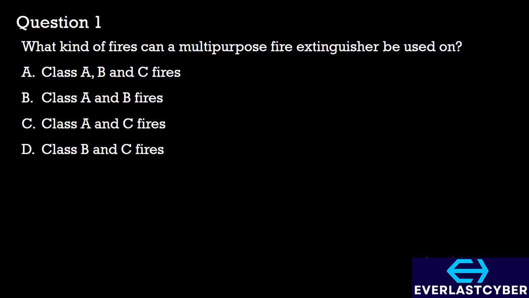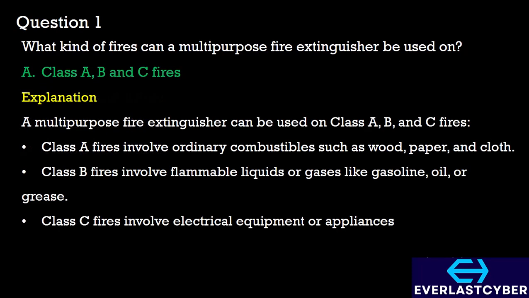Class A fires involve ordinary combustibles like paper, cloth, and wood. Class B fires involve flammable liquids or gases like oil, grease, and gasoline. Class C fires involve electrical equipment or appliances. So a multi-purpose fire extinguisher can be used on these 3 types of fires. So our answer is option A.